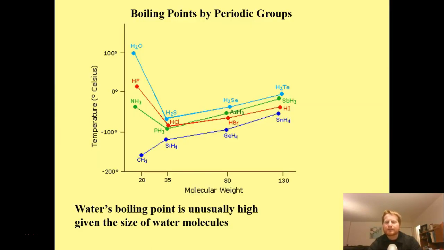Second to last one, boiling point. So we just want to be aware that along the same lines, compared to these other chemicals that are of very similar size to water, water has by far the highest boiling point. So water has an unusually high boiling point compared to other molecules its size, and that's again owing to that hydrogen bonding that we see in water.